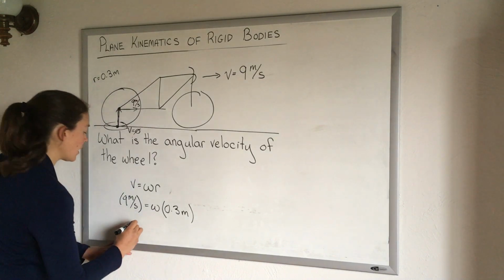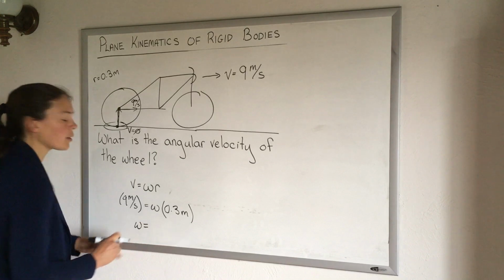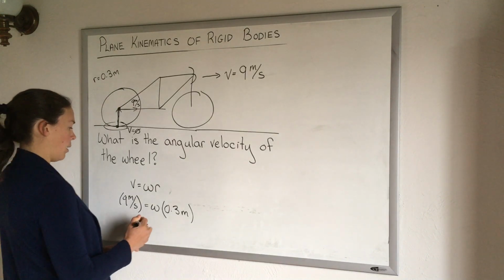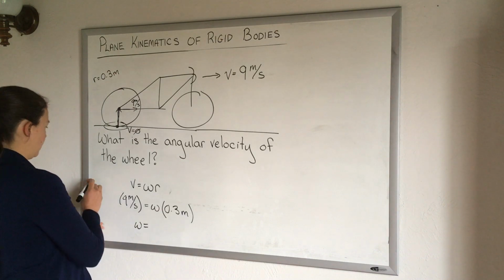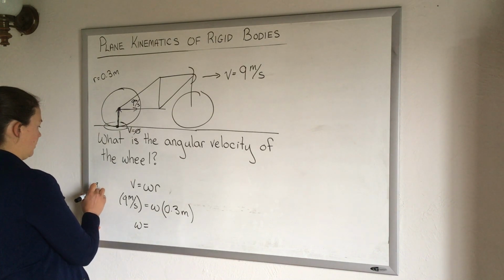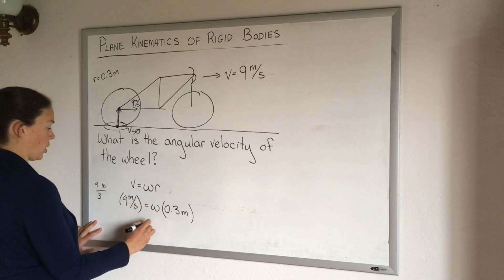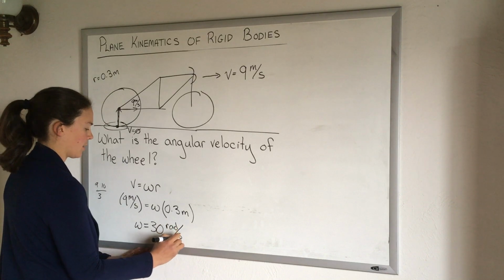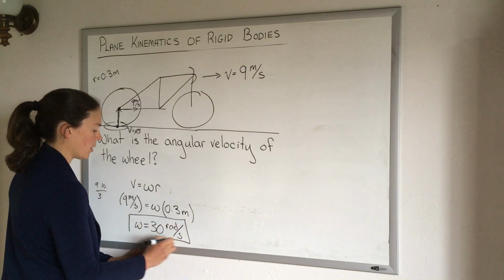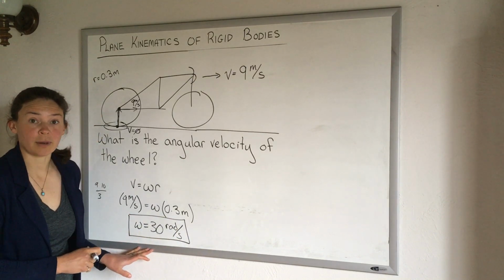And so what that's going to give us is an angular velocity of, I'm going to do this in my head, 30 radians per second. So our final angular velocity should be 30 radians per second.